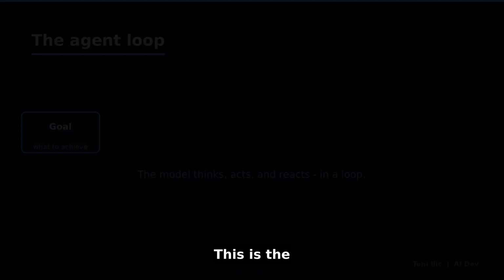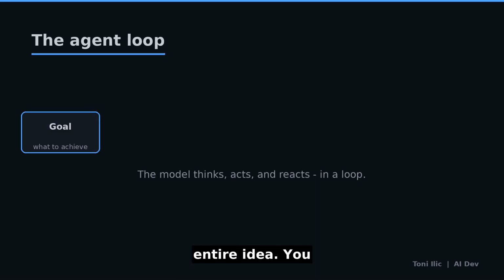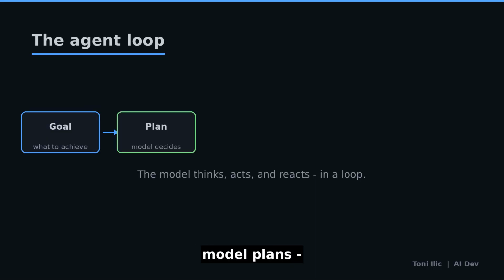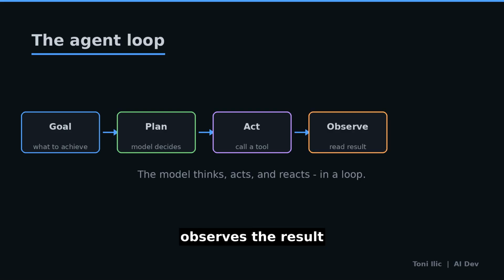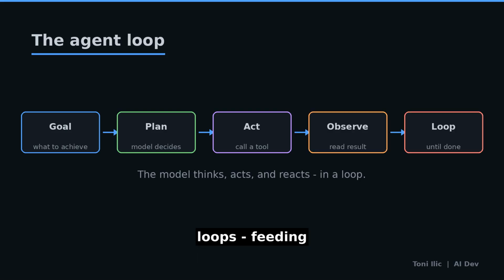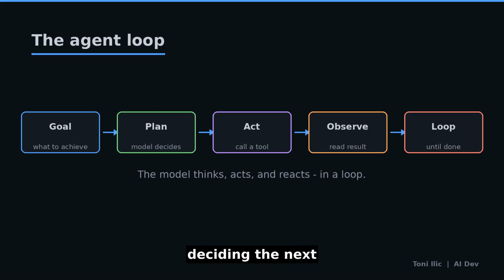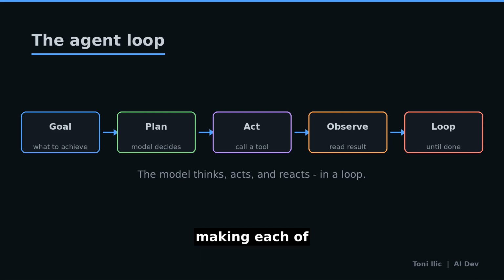This is the entire idea. You give the agent a goal. The model plans it, decides the single next action. It acts by calling one of the tools you gave it. It observes the result of that action, and then it loops, feeding what it learned back in and deciding the next step. It repeats this think, act, observe cycle until the goal is met. Everything else in this video is just the details of making each of these arrows real.